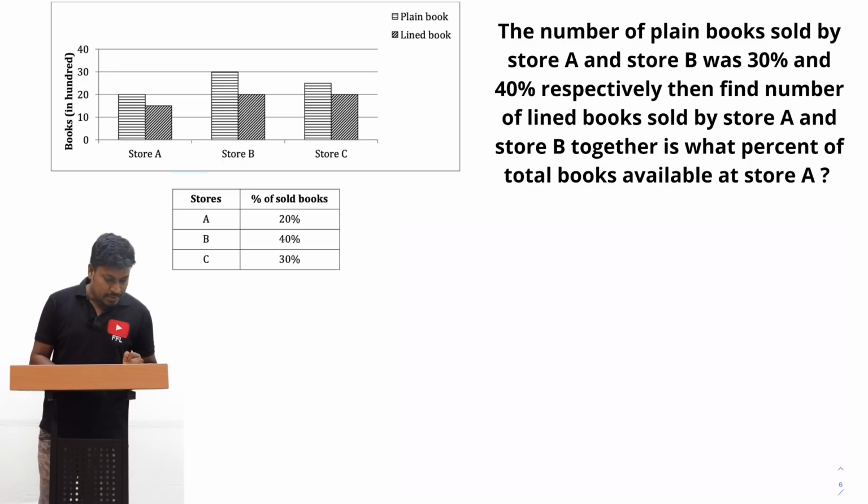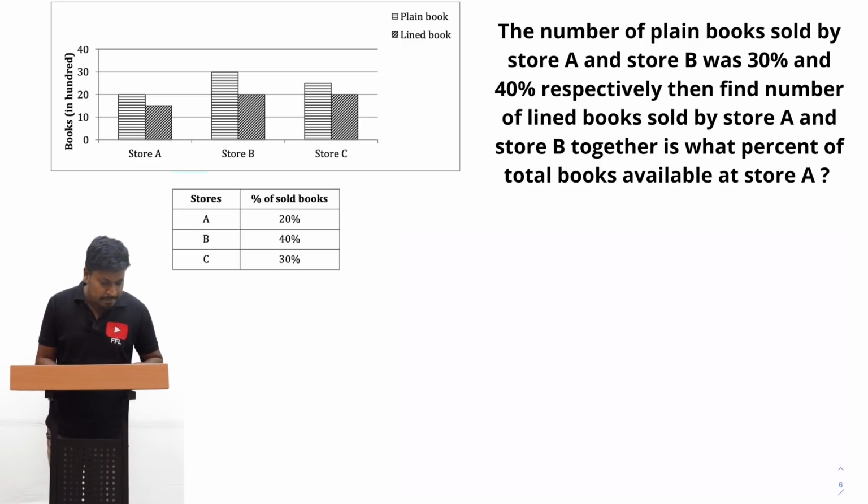Got it? So now the sold percentage, that is 20% for store A, is common for the total number of books that were produced by store A. Understood? So based upon this chart, we need to solve all the 5 questions under this passage. Very interesting to solve.